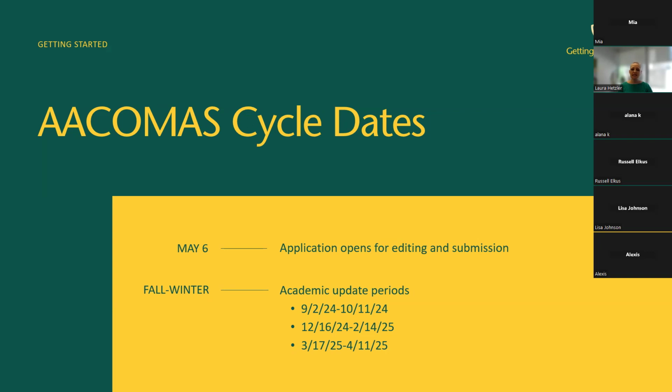And then AACOMAS does allow academic update periods. This would be times at which they'll accept updated grades for classes that were in progress at the time of submitting your initial application. So if you're taking a class right now, maybe you're taking genetics or something, and you want to be able to report that class out to Michigan State or other DO schools, you could do so in early September, early October. So those are things to know. The MD application does not allow for that.